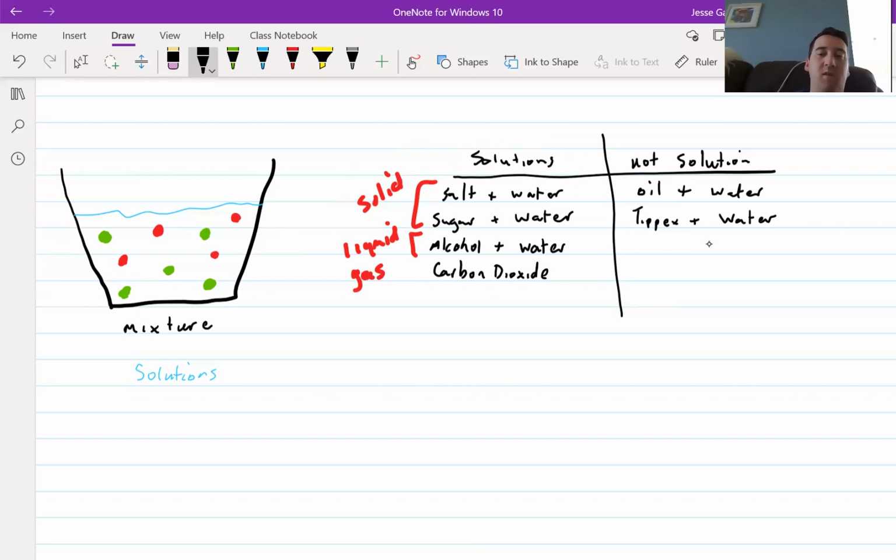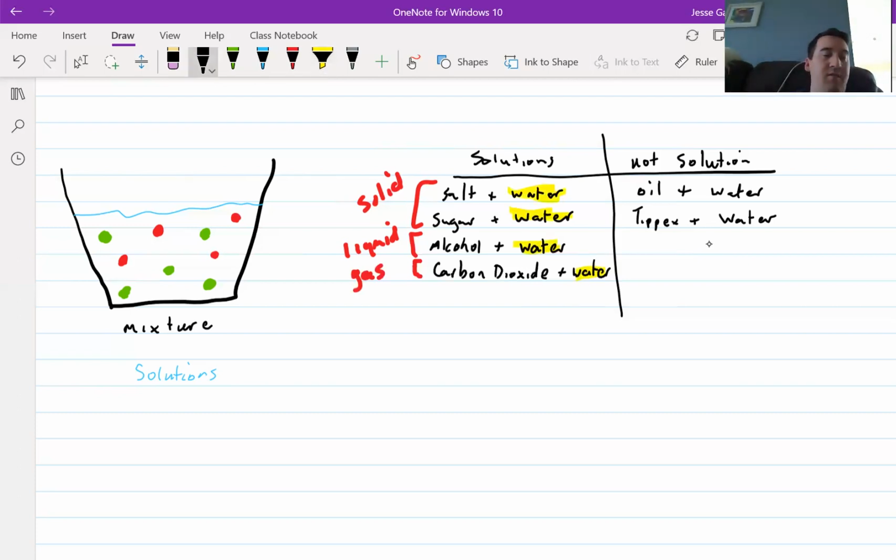Carbon dioxide plus water is another solution, and all fizzy drinks, anything fizzy, is based on this idea here. The last one I want to point out is an example of something which is not water as the solvent, because all of our first examples here have had water, water, water, and water. And I don't want people to start thinking that water is the only solvent.